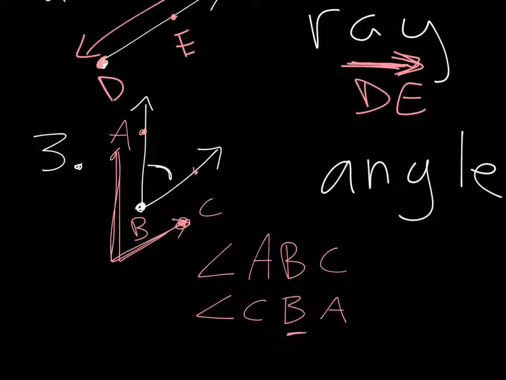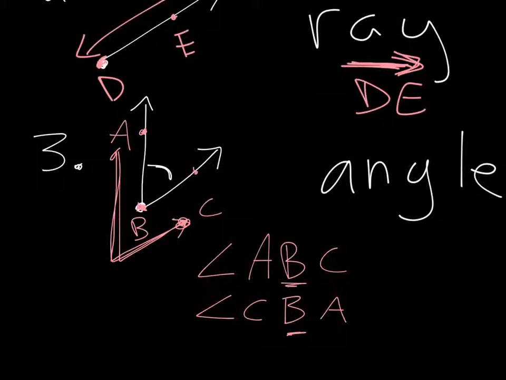The important thing is that the B is in the middle because that is where the vertex is. That is where the angle is formed, at point B. So I could not start at B and then go to A and C. So this is not angle BAC. I cannot call it that because it has to go in order in one of those directions.